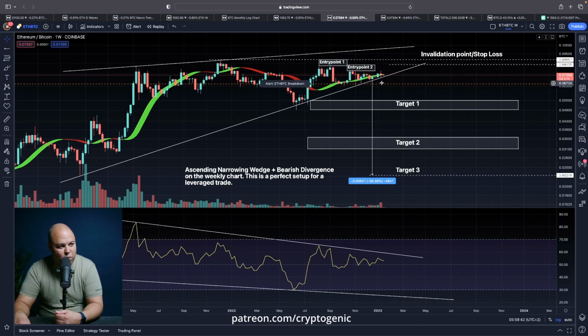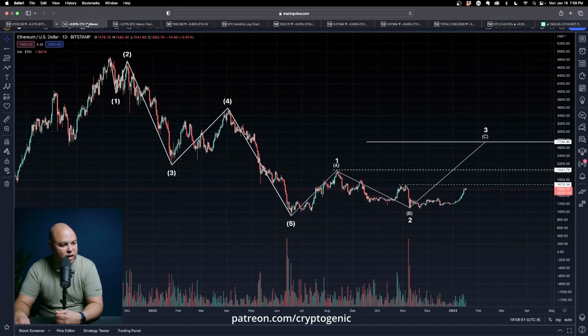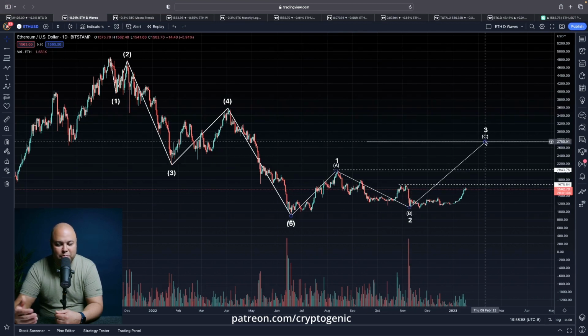But this is what I see. Ethereum could make one more final gasp and then break down against Bitcoin. And what that would look like, basically, is Ethereum hitting one of these levels while Bitcoin basically slows down.